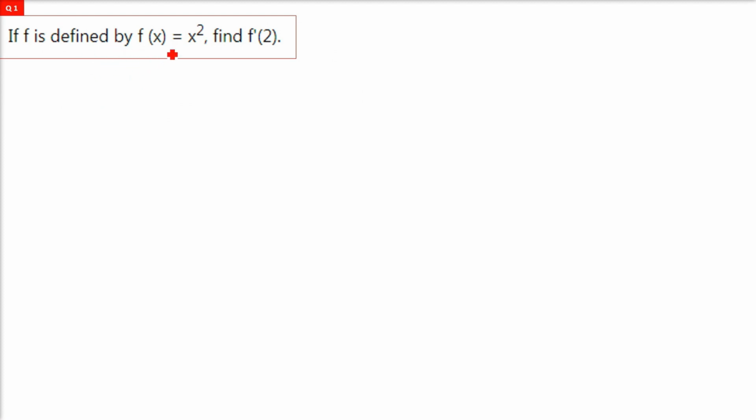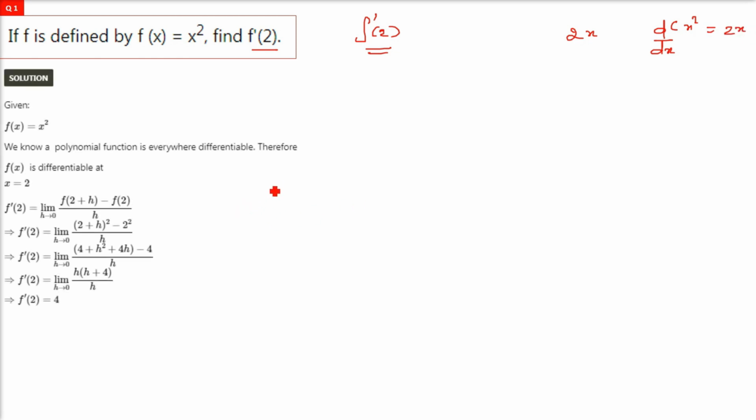If f is defined by f(x) is equal to x square, find f dash 2. So that means f dash means differentiation, derivative. So wherever this x will be after differentiation, we'll put 2. Direct differentiation is 2x. That is d by dx of x square is 2x. But that is supposed to be learned in the chapter of differentiation. We are discussing the differentiability right now. So we'll do it by the first principle.